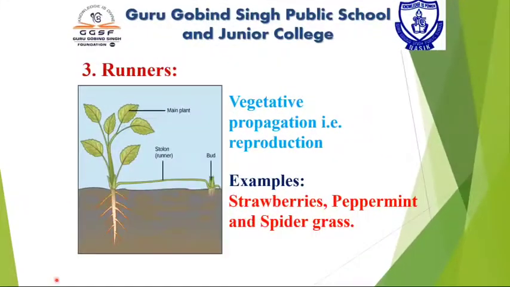Next type is runners. Runners are a means of vegetative propagation, that is reproduction. Vegetative propagation, unlike sexual reproduction, produces individuals that are genetically identical to the parent plant. Examples are strawberry, peppermint and spider grass.